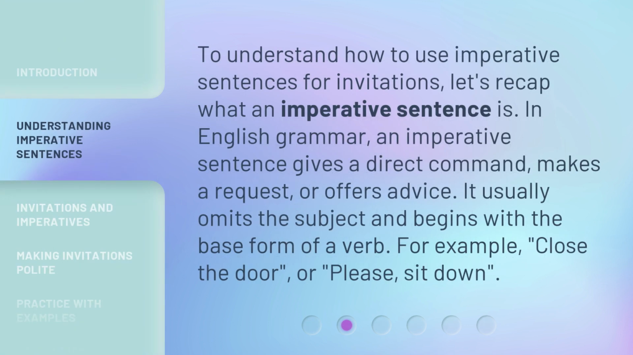To understand how to use imperative sentences for invitations, let's recap what an imperative sentence is. In English grammar, an imperative sentence gives a direct command, makes a request, or offers advice. It usually omits the subject and begins with the base form of a verb. For example, close the door, or, please, sit down.